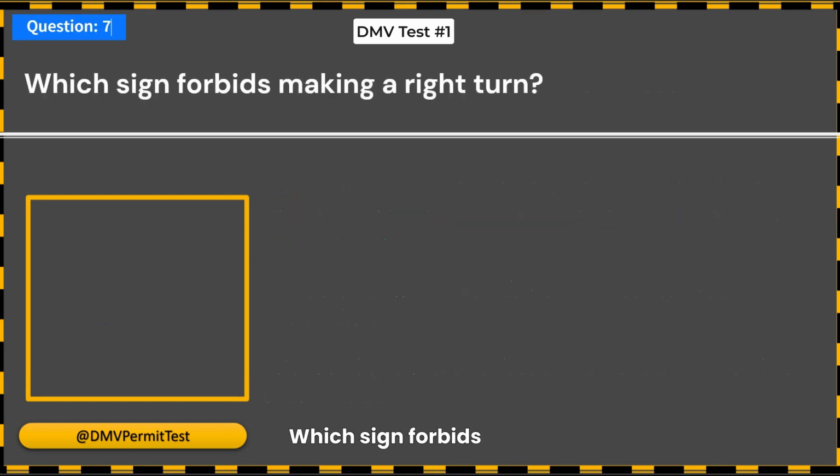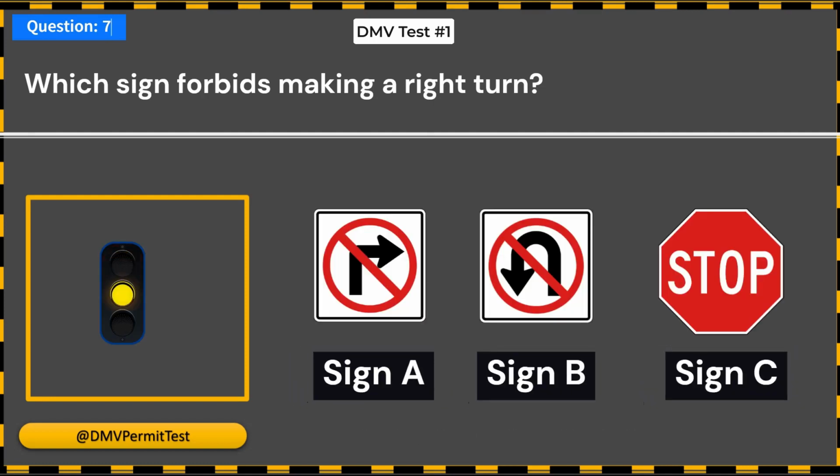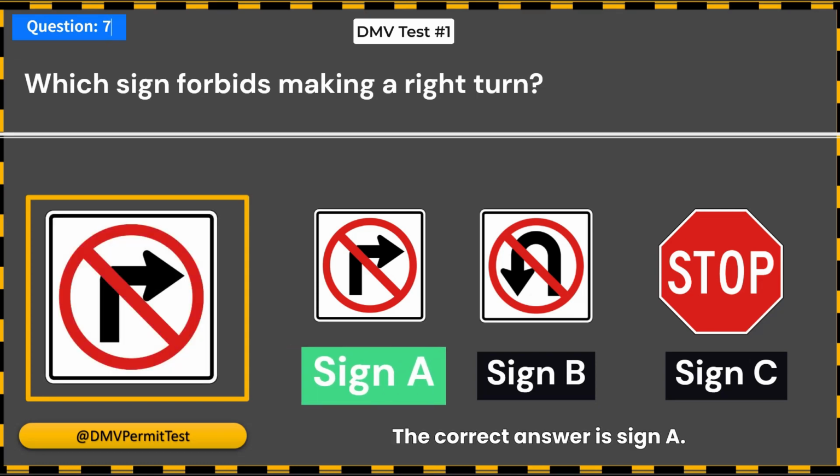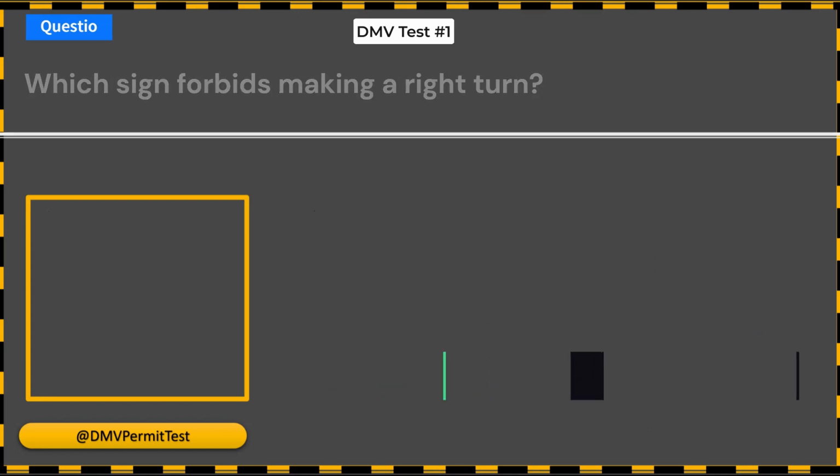Which sign forbids making a right turn? Options, sign A, sign B, and sign C. The correct answer is sign A. This sign indicates right turns are prohibited. Do not make a right turn at this intersection.